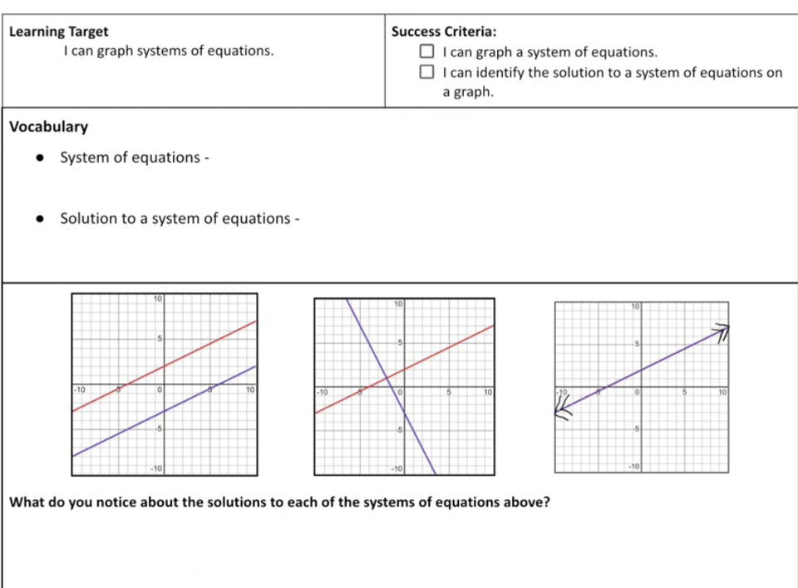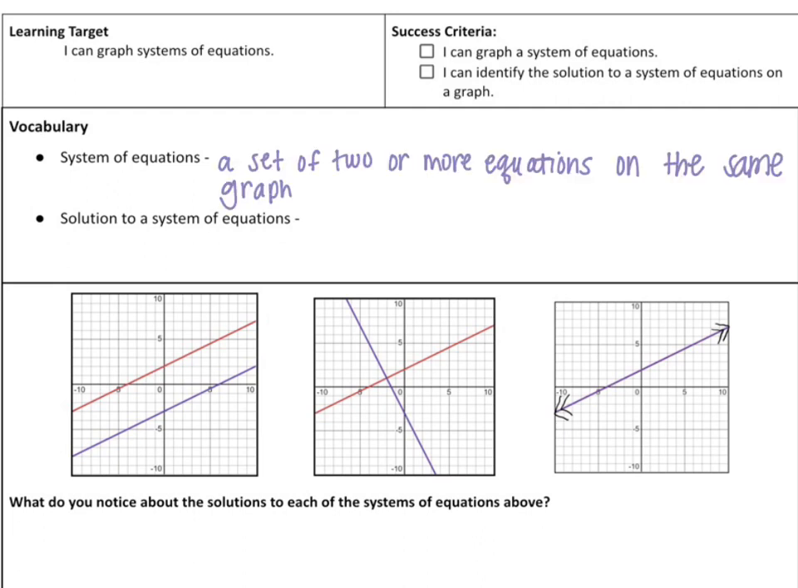So just some quick vocabulary terms. A system of equations is a set of two or more equations or functions on the same graph. So for this, think of you have the same variables, x and y, but maybe you have two people you're comparing, or two companies, or two different situations, but the variables, the x and the y, are going to be the same.